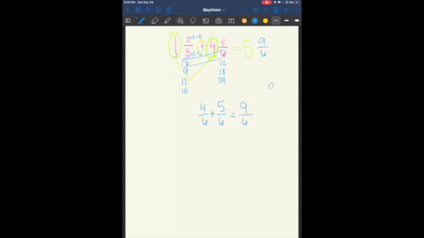So I have 9 and 6. 6 goes into 9 one time. Multiply. 1 times 6 is 6. Subtract. We get 1 with a remainder of 3.